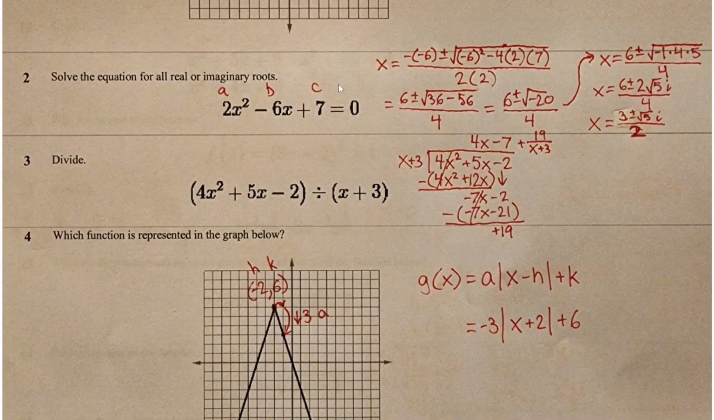Number 2, we are finding the roots. So this is unit 2. We're using the quadratic formula, so I plug in. And nothing too spectacular here. Just make sure you're plugging in correctly, make sure you're getting signs correct. And we should have 6 plus or minus the square root of -20 all over 4.